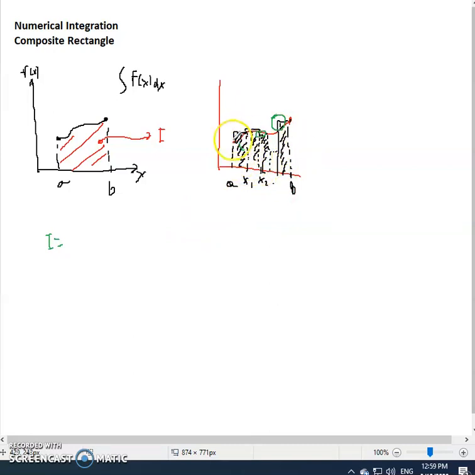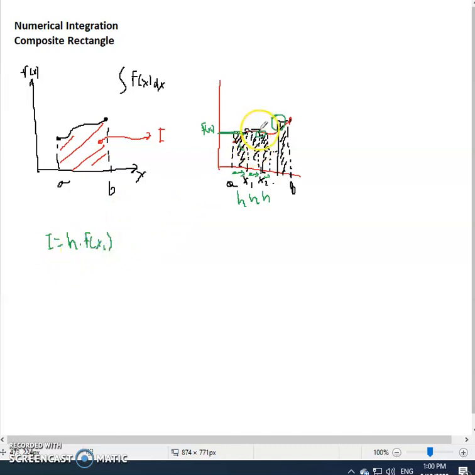So let's take the area of the first rectangle. We know that this distance is always the same because we took the same step h everywhere. So the first rectangle is the area equal h times the height. This height, we know it because that's point x1, so height is f of x1. So I write here that the area of the first rectangle is h times f of x1.